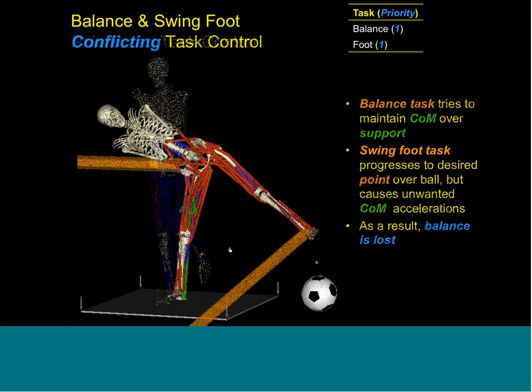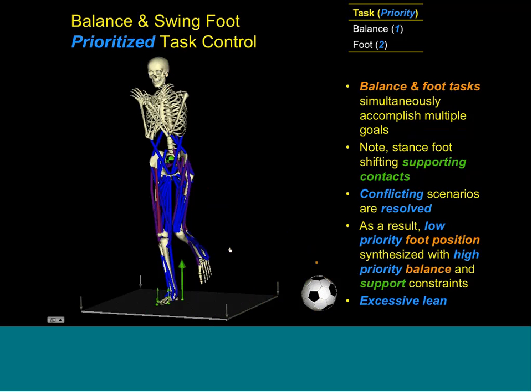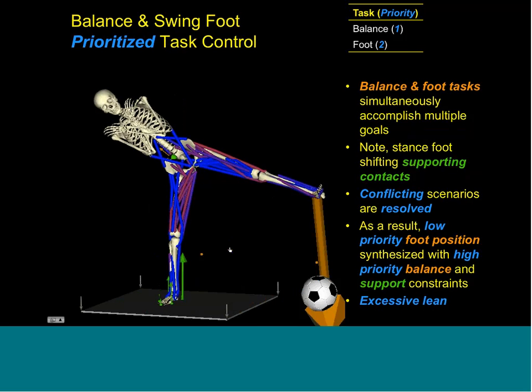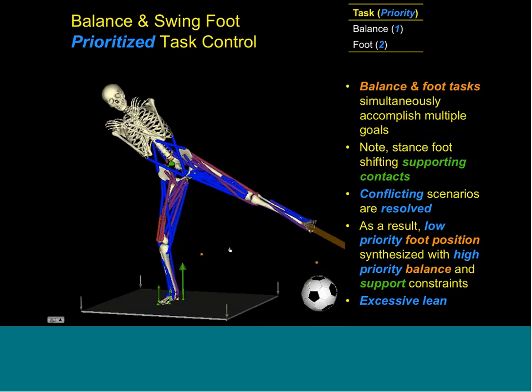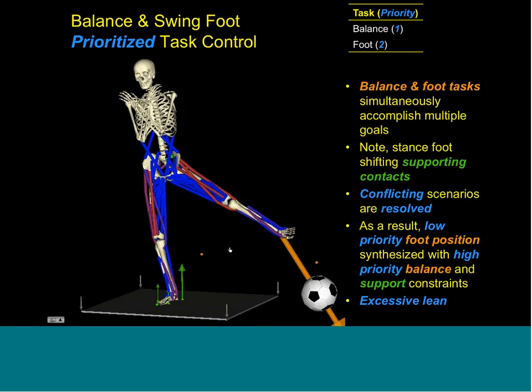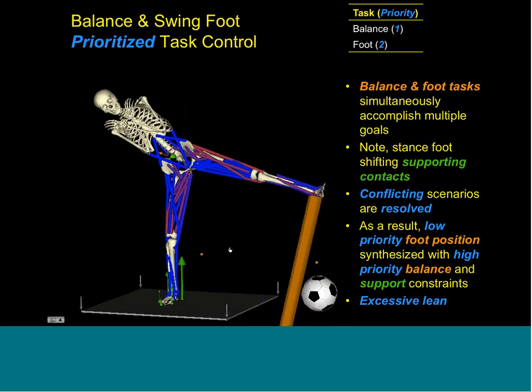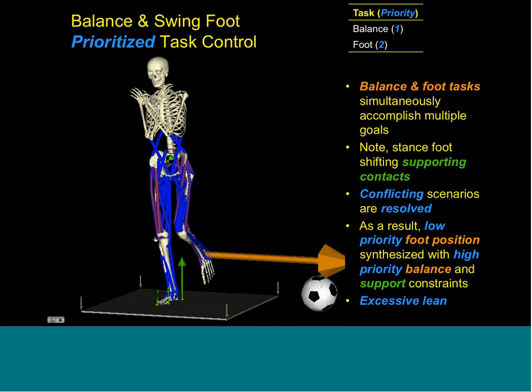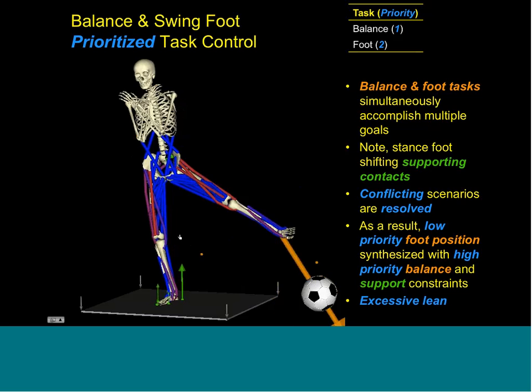So what we can do is prioritize these tasks and say, look, we always want to balance the model over the base of support, but also try to reach towards the soccer ball. Now the center of mass task has a priority of 1, and the swing foot task has a lower priority of 2. And you can see that, again, the head, arms, and trunk segment begins to lean over to compensate for the swing foot reaching out to the side, or laterally.